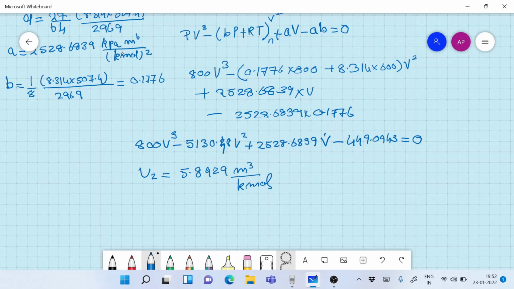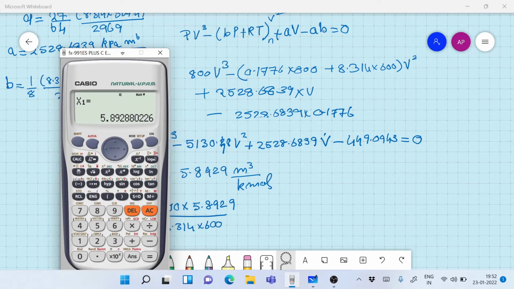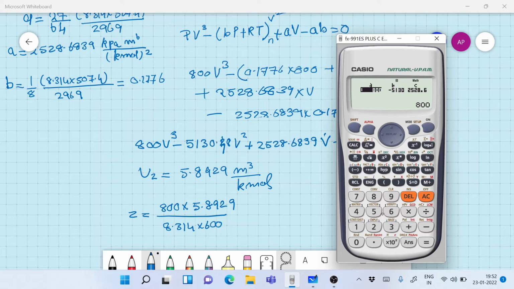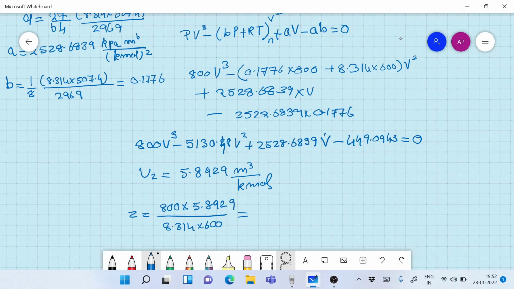Right? So we pretty much have the values of A, B, and V2. Now we need to calculate Z. So Z is going to be 800 kilopascals into 5.8929 divided by 8.314 into 600 Kelvin, which is the temperature. So let's calculate Z now. 800 into 5.8929 divided by 8.314 into 600 is equal to 0.9450. So we pretty much have the value of Z.